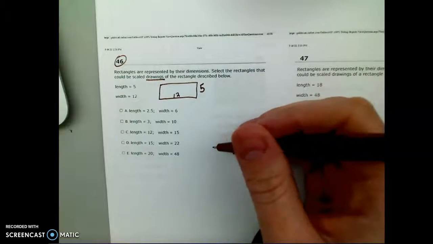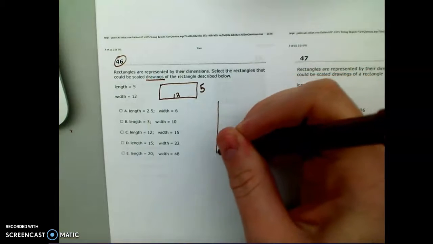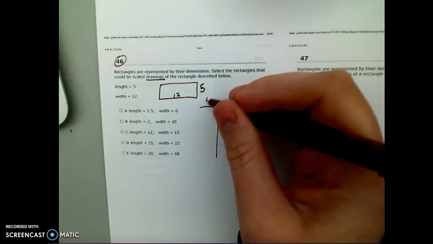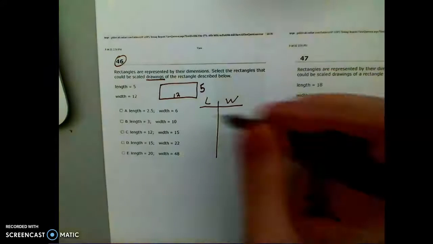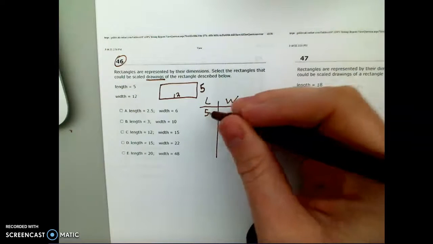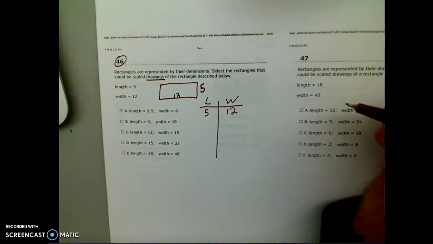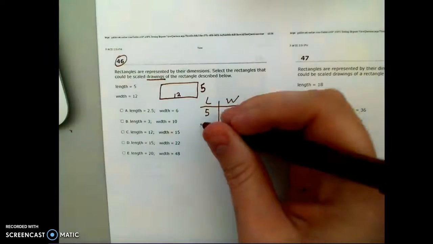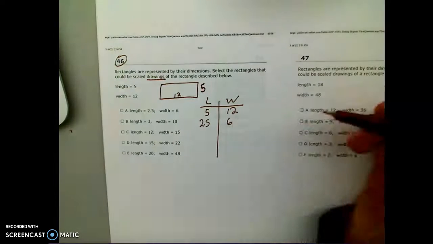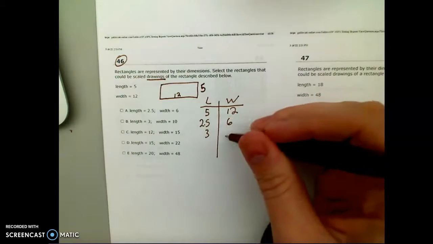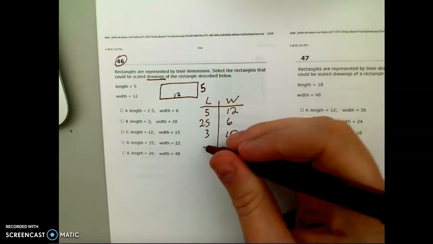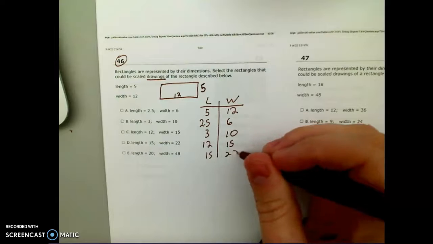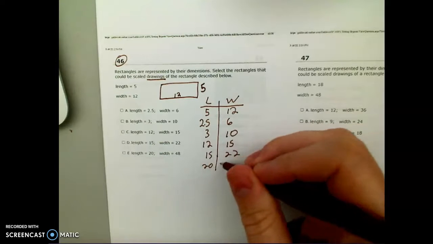Well, what I'm going to do is create a little table with our length and our width. Length, width. So I have, our example is 5, 12. Now the next one is 2.5 and 6. The next one is 3, 10. The next one is 12, 15, 15, 22, and 20, 48.